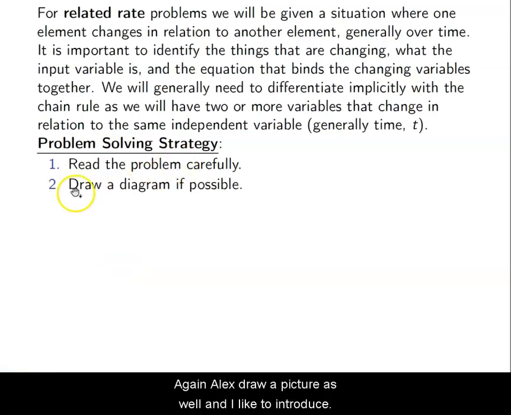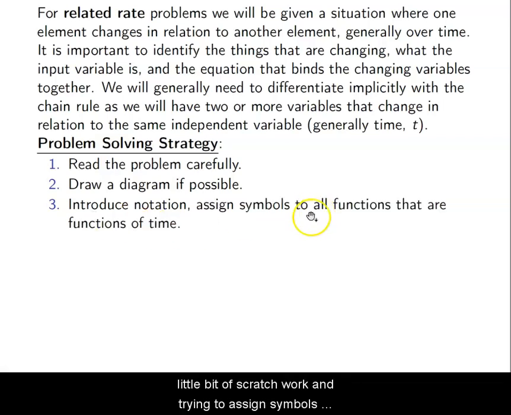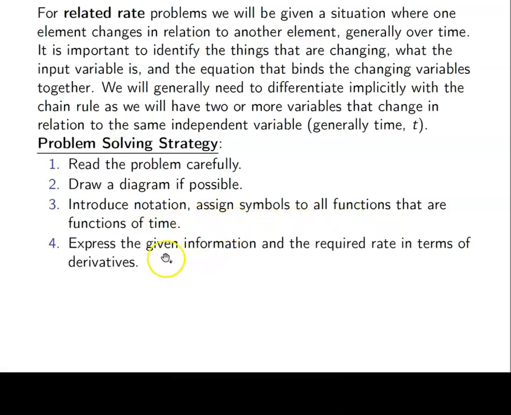I like to draw a picture as well, and I like to introduce notation, preferably into my diagram. If not, just writing on the side, a little bit of scratch work, and trying to assign symbols, especially to those that change over time or that are related to time. Then I want to try to form an equation, and I should definitely have some derivatives in that equation.